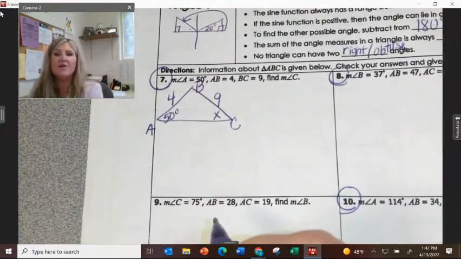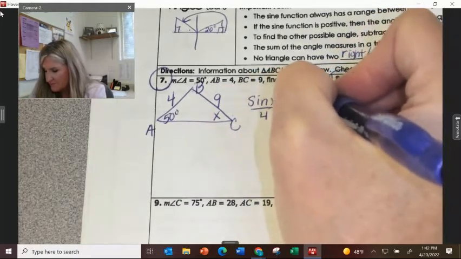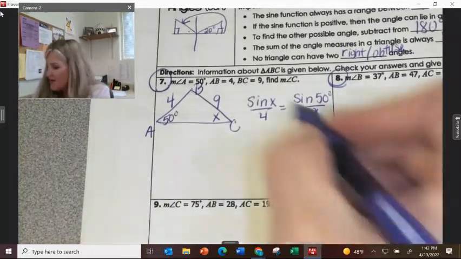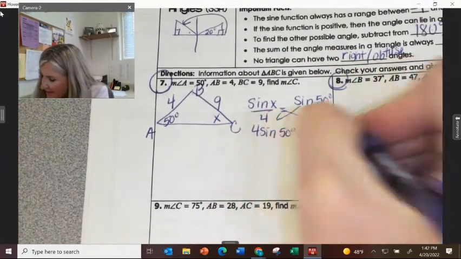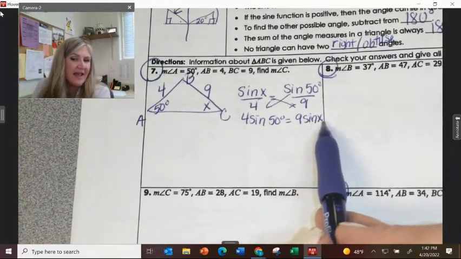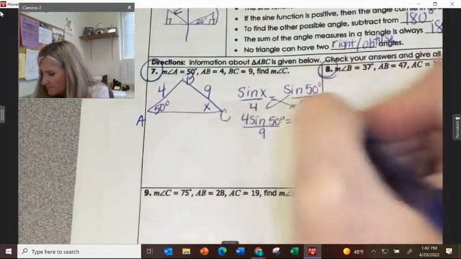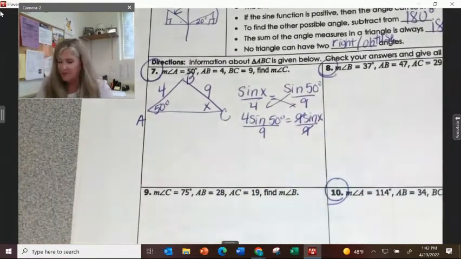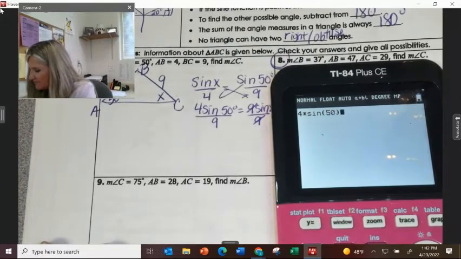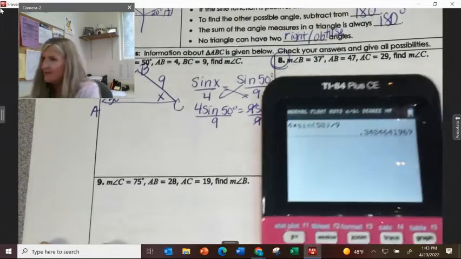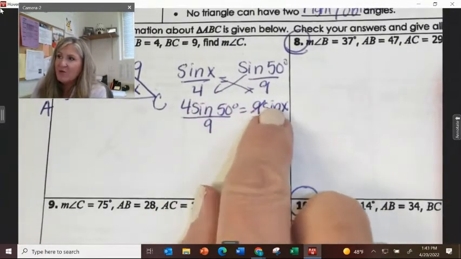All right, tell me the setup. What is the setup? Okay, there's our setup. We're now going to cross multiply. We're going to get 4 times the sine of 50 equals 9 times the sine of X. What do I have to do to get X by itself? Divide by 9 on both sides. Okay, so now I'll just put it into my calculator. We're going to do 4 times the sine of 50, and we're going to get that answer divided by 9. And that gives me this number. Okay, now that is what the answer is to this part, and that's equal to sine X.